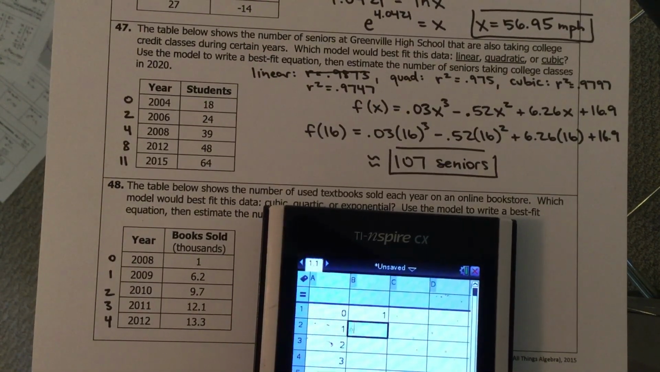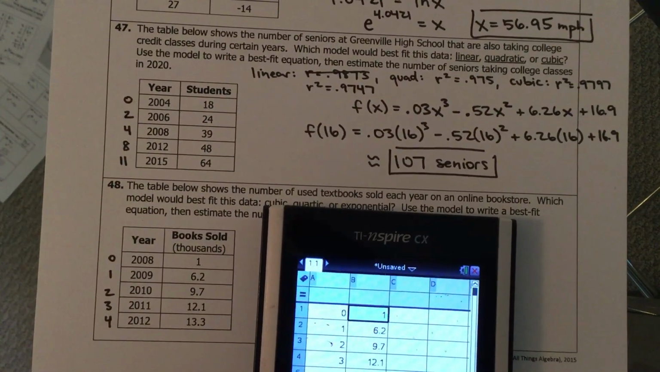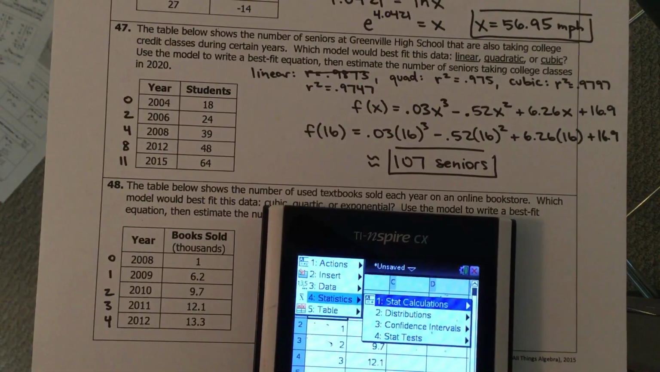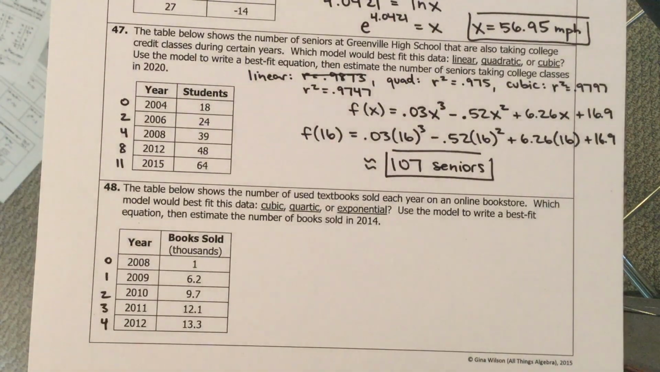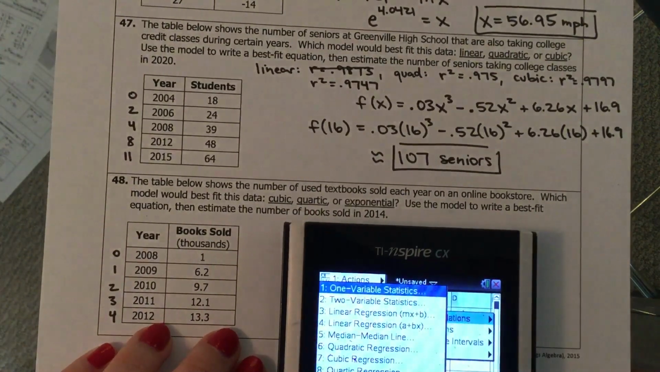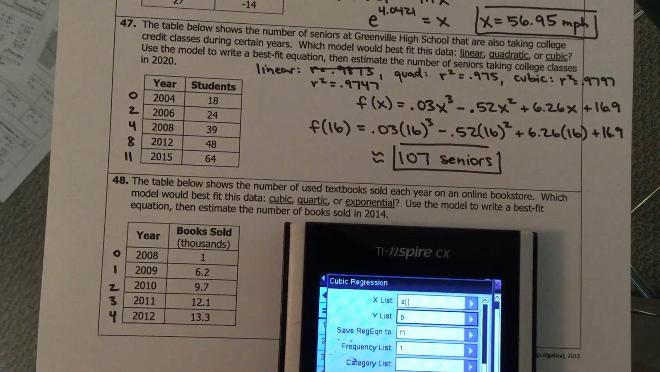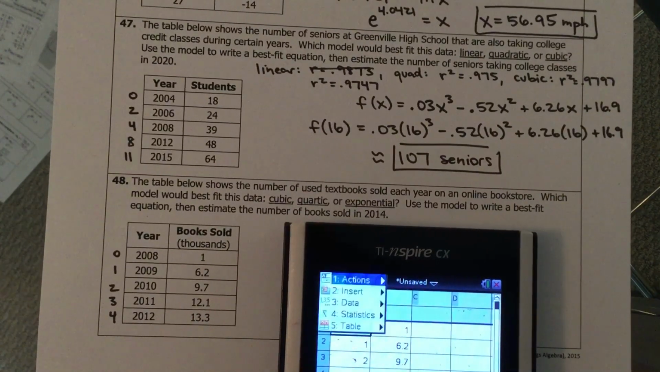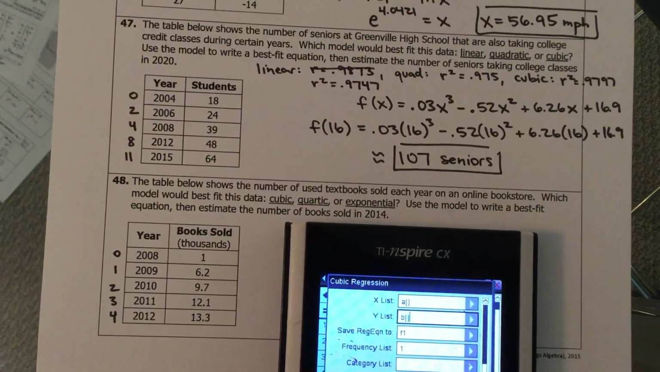Okay, so 1, 6.2, 9.7. Okay, so we've got these values, and we are going to use these. Okay, sorry, just checking something. So in our stats, we are going to check the cubic first, number 7. Oops, I missed something on there. Forgot to put the little brackets after the B. Okay, don't forget your little brackets.